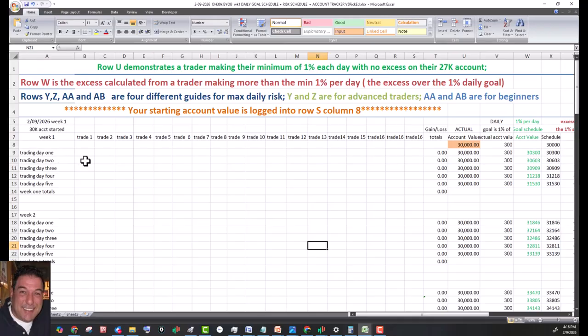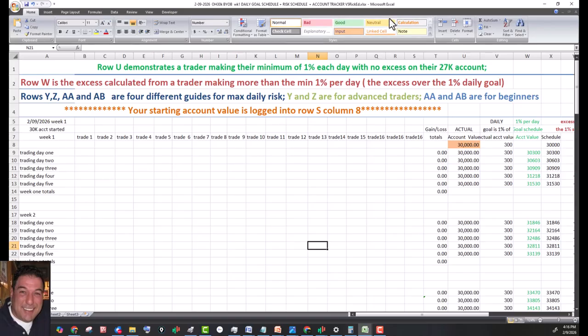How much will I have to risk? Probably $3,050. I'll have $3,050 to put at risk. That will be 10%. This Excel spreadsheet will calculate all of that for me right here.